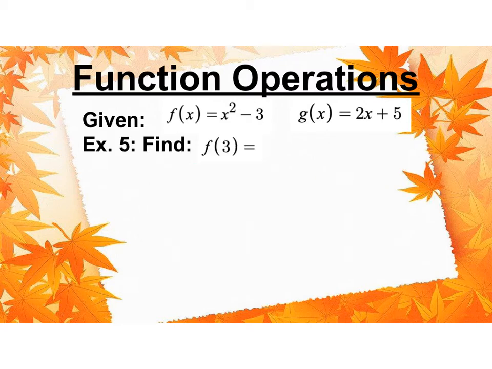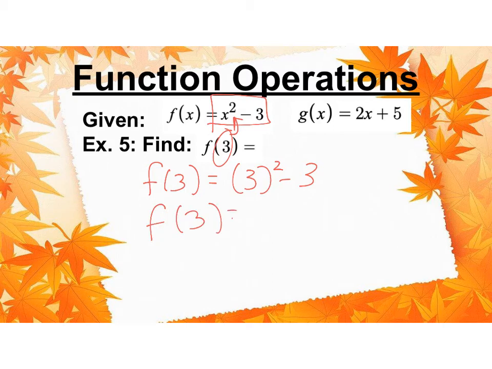Here we have f of 3. So we actually have a number value that we're going to be plugging into the x and every x that would be in the equation. So it's a substitution, and I'm going to substitute it in. So f of 3 is going to be 3 squared minus 3. f of 3 is 9 minus 3. So f of 3 becomes 6.